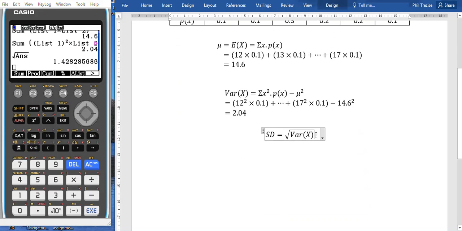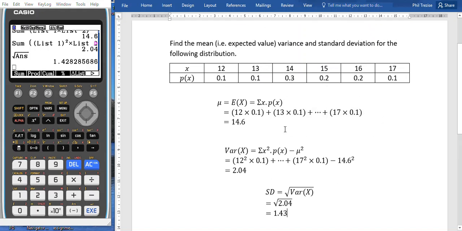What did we say? 1.43. There you go. That's how you calculate the mean, also known as expected value, the variance, and the standard deviation for our distribution. So we would expect, if we did this experiment a very large number of times, kept note of what the different scores between 12 and 17 were that we collected, we would expect a mean value of 14.6, and we would expect a standard deviation of about 1.43. The bigger the sample size, the closer we would be to those.